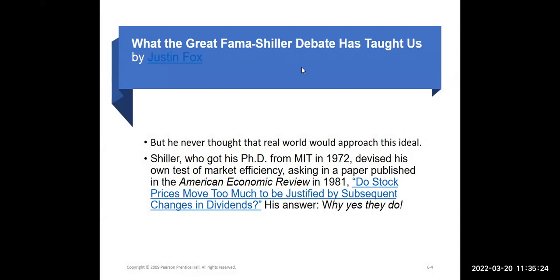Okay, all right. Dekhiye, Shiller ka point tha ke prices move too much to be justified by subsequent changes in dividends. Jo dividends hai, jo logon ko fayda milta hai, wo prices uski wajah se move karte hain. Prices move karne ka matlab ye hota hai.